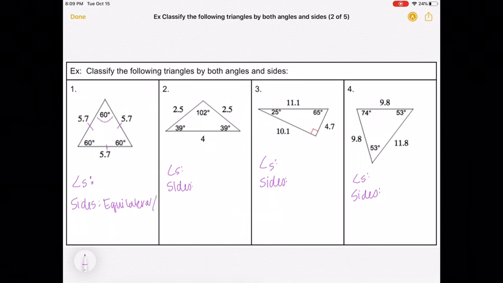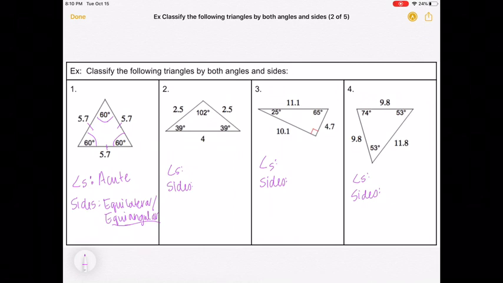Slash, they also have all those equal angles, so I'm going to say equiangular. All right, and now to classify by the angles. So I don't use the equiangular as my angle classification. I want to say either acute, right, or obtuse. So these are all 60, so they're all less than 90. So I would say acute.